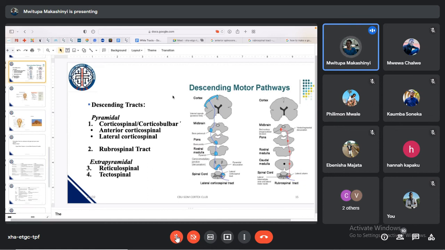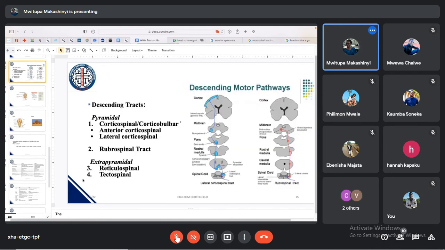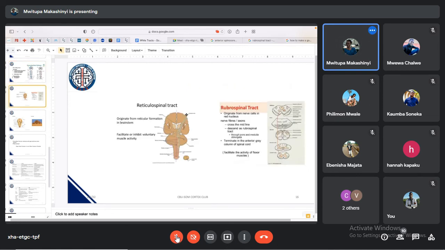Then we have the rubrospinal. So the rubrospinal tract goes from the red nucleus. Again, we're not going to go too deeply. From the red nucleus, and you can see it here, up until your motor neurons. So the decussation is at some point in the midbrain. So before the pons, it's already decussated.